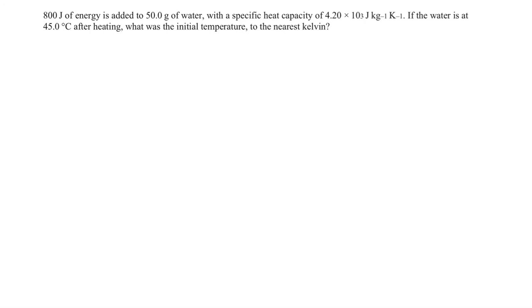So this question says 800 joules of energy is added to 50 grams of water with a specific heat capacity of 4.2 times 10 to the third joules per kilogram per Kelvin. If the water is at 45 degrees Celsius after heating, what was the initial temperature to the nearest Kelvin?